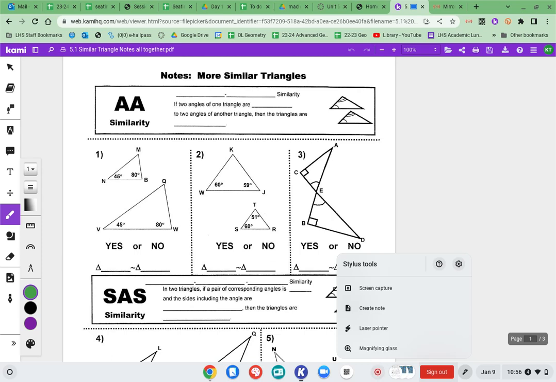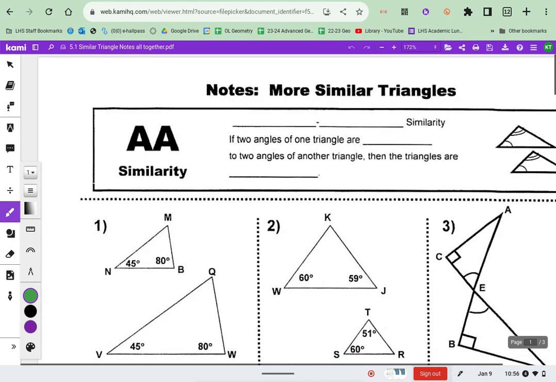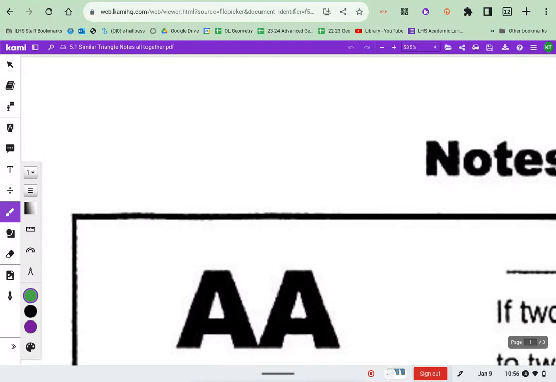First, what is similarity, you might wonder? So remember, congruence was everything's the same. All the sides are the same, all the angles are the same. For similarity, all the angles are going to be the same, but the sides are going to be proportional. Okay, so in case you don't remember what proportional means, I'll draw you an example.